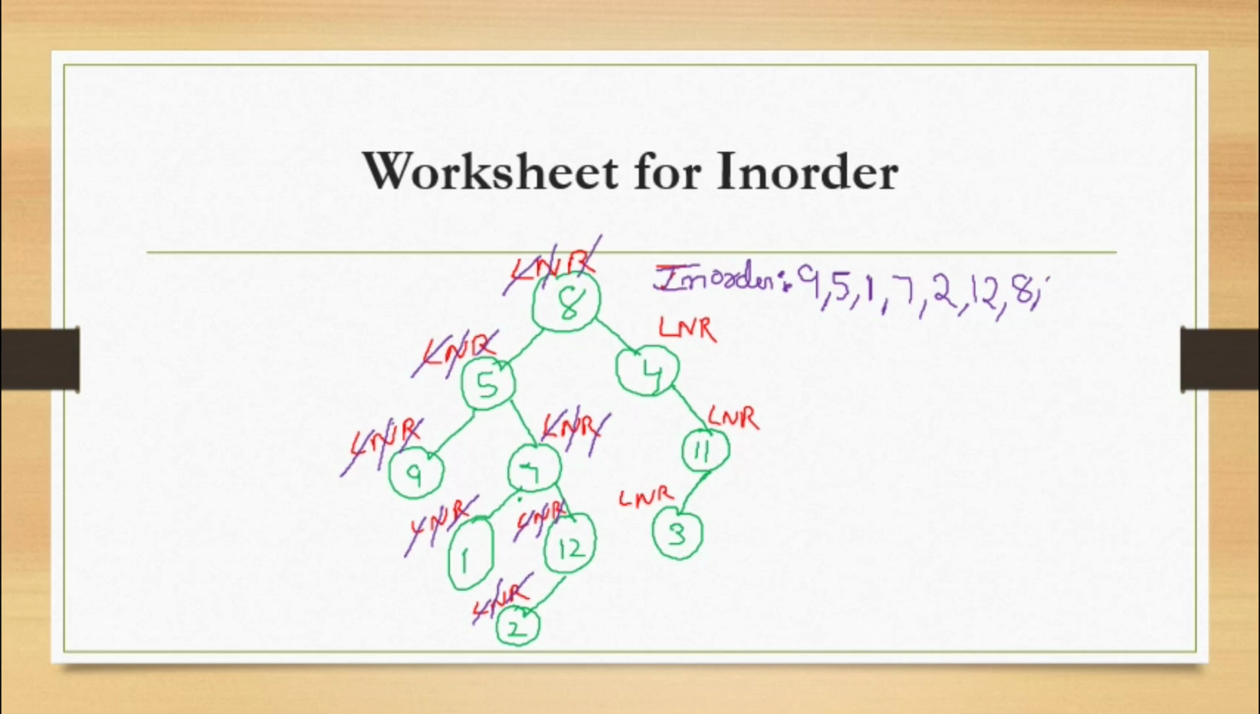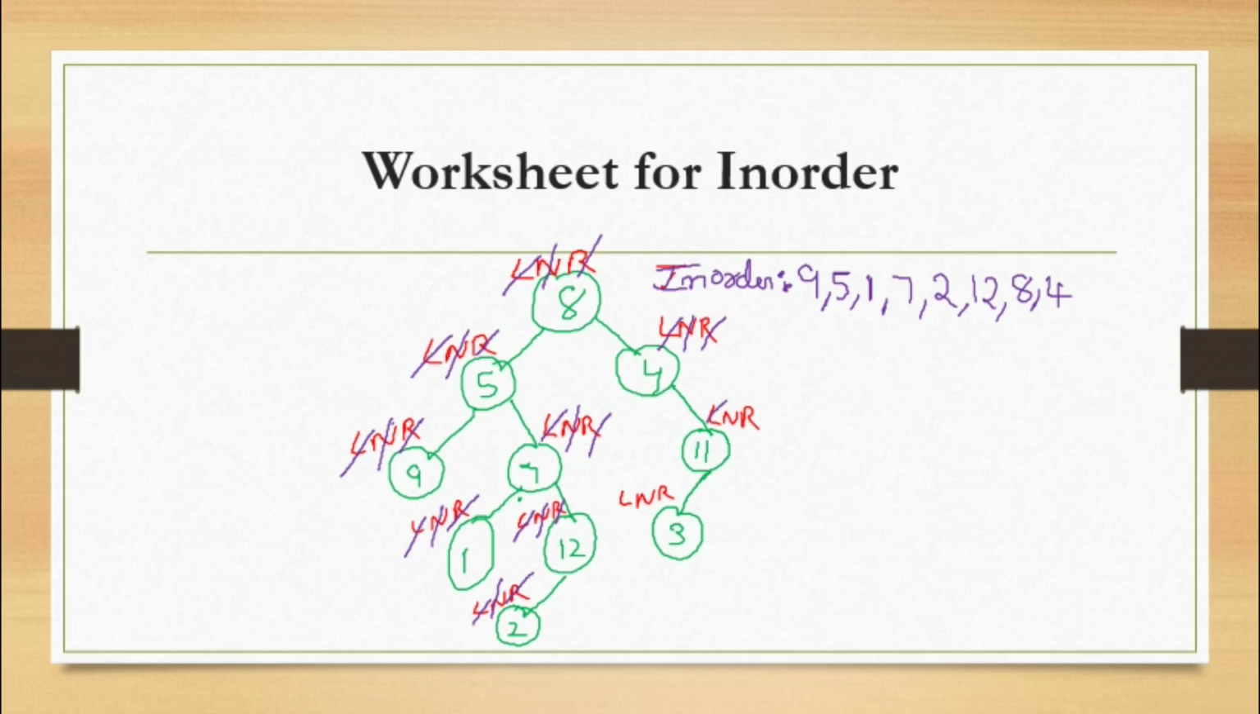Here I have 4. No, we should not write 4 yet, because first we have to check. Left of 4 I don't have anything. Now I'm sure there is nothing in the left of 4, so I visit 4. That is how I write 4 here. Then I go to the right of 4. Here again left of 11 I don't have anything.